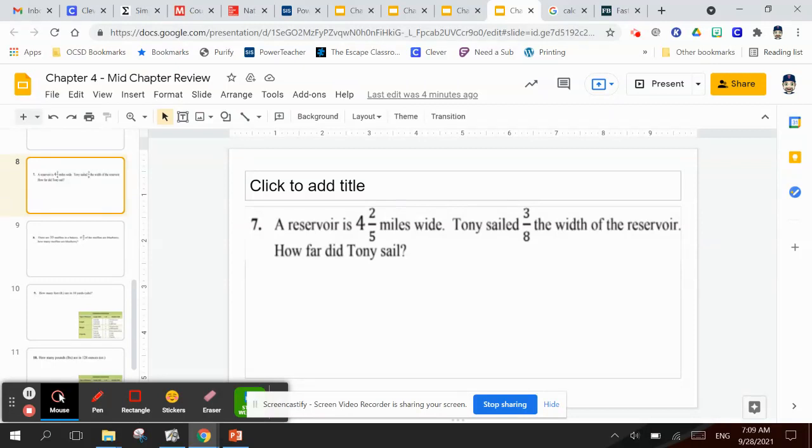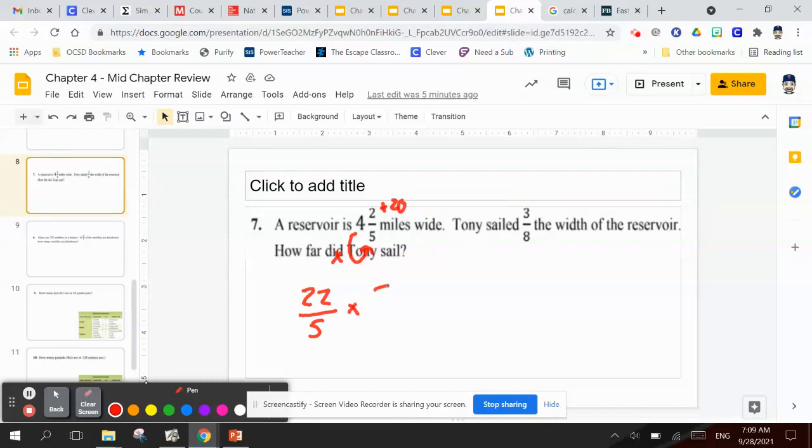Number 8, a reservoir is 4 and 2/5 miles wide. When he sailed 3/8 of the width of the reservoir, how far did he sail? So we're going to take 4 and 2/5, but I'm going to change that to an improper fraction. So 4 times 5 is 20. I add 20 to 2. 20 plus 2 is 22. And 5 is my denominator.